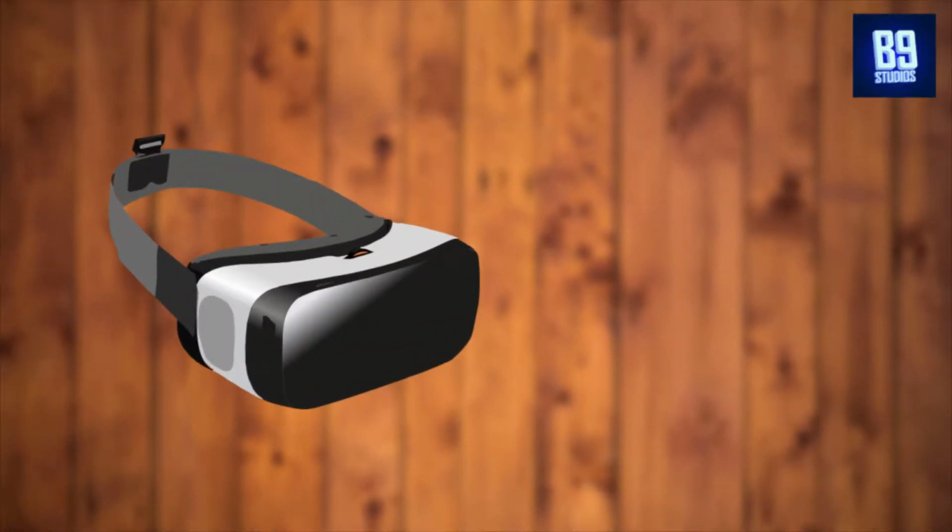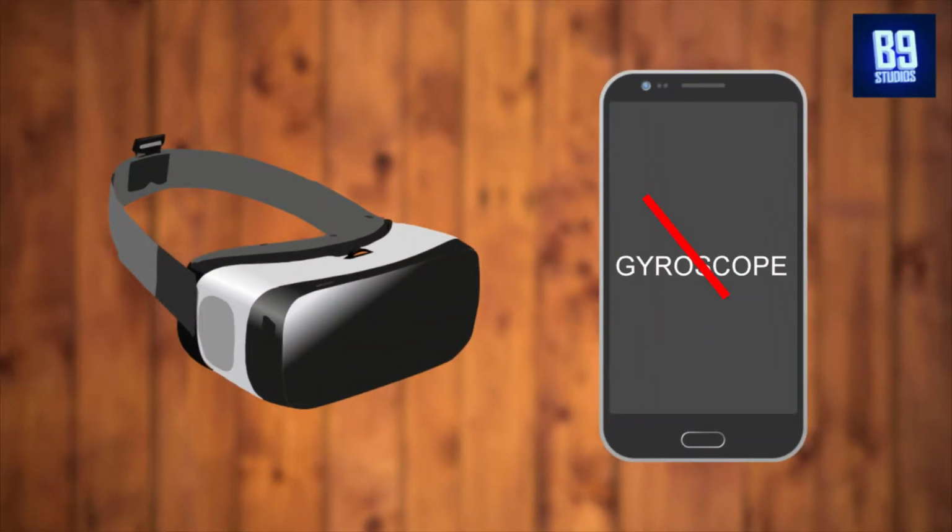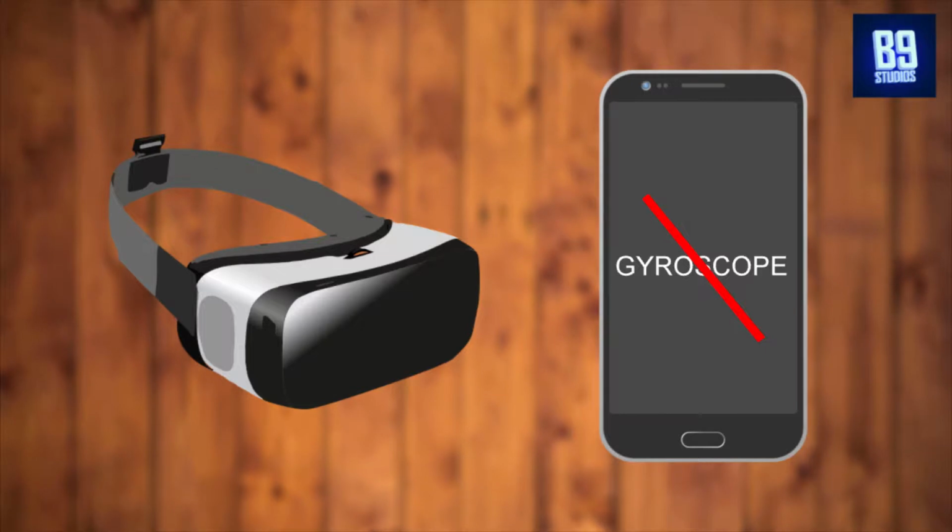You want to experience virtual reality but your phone doesn't have a gyroscope. How can you make it?